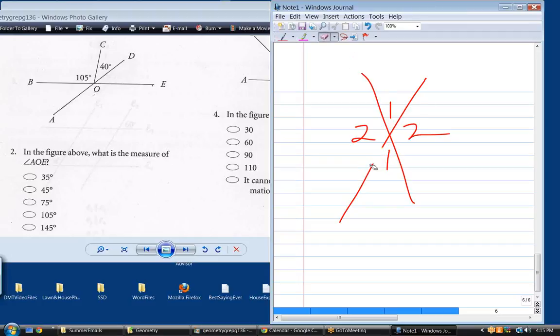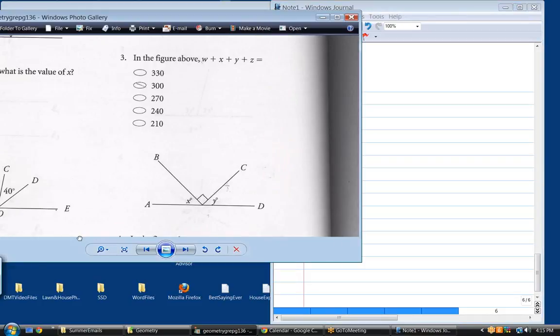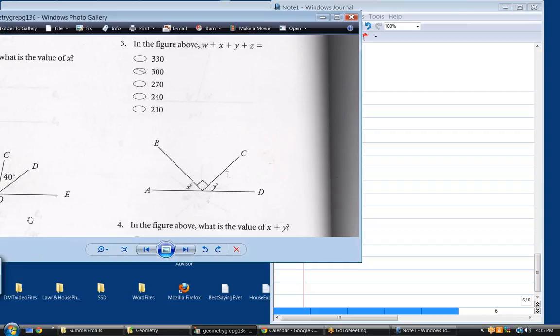Well, we actually had something similar to that here. The angle that's made up from BOD is 145 degrees, right? Mm-hmm. And that's vertical to AOE. In other words, if I eliminate that line right there, all I have is two intersecting lines, and that angle equals that angle. So actually the way you did it is faster than the way I was going to show you to do it.